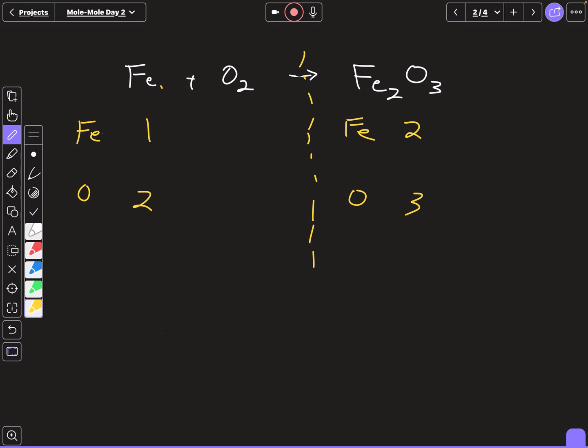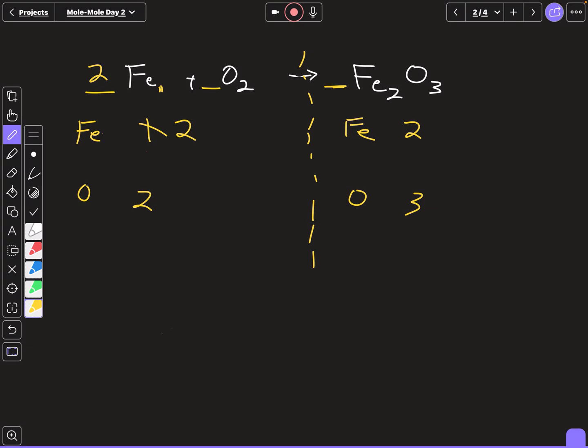I'm going to start with my irons. If I have 2 on the right, and remember I can only put numbers in the front to balance these equations. I cannot change subscripts, and I cannot add a coefficient in the middle of a compound, only at the front. So first I'm going to balance my irons. I got 2 on the right, I need 2 on the left. I'm going to put a 2 in front here, and then I have 1 iron atom, so 2 times 1 makes 2. So the irons are balanced now.